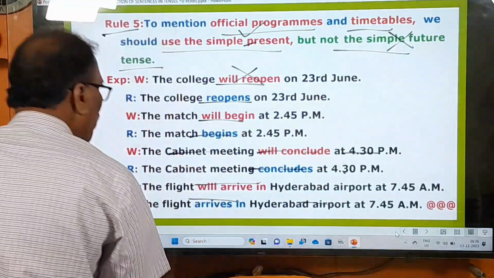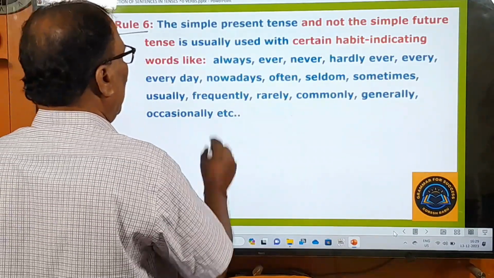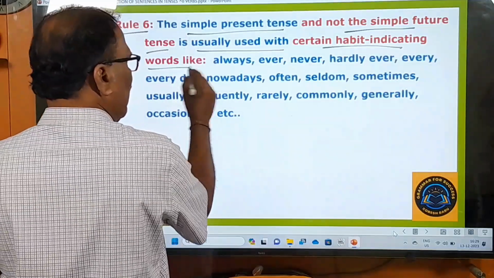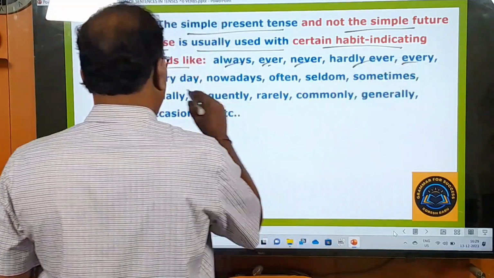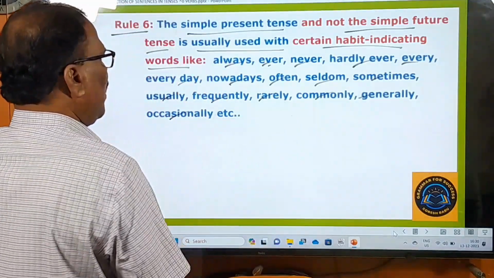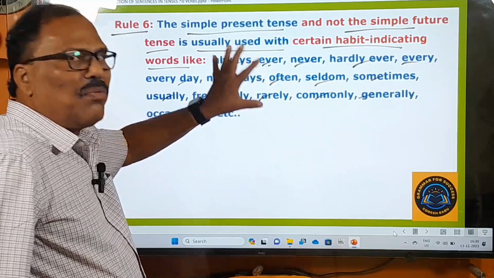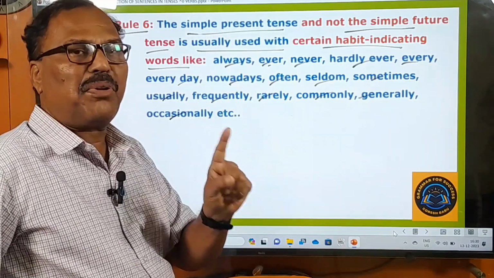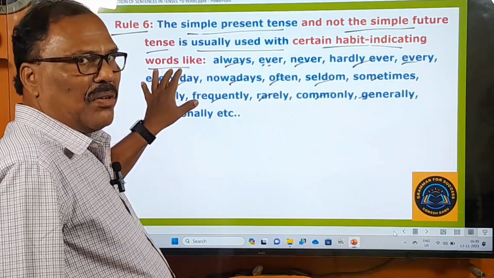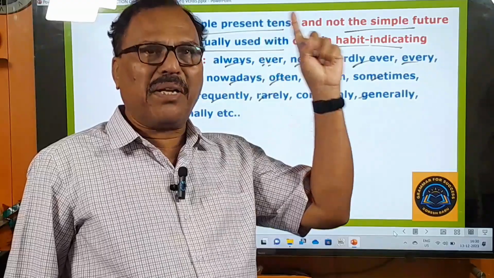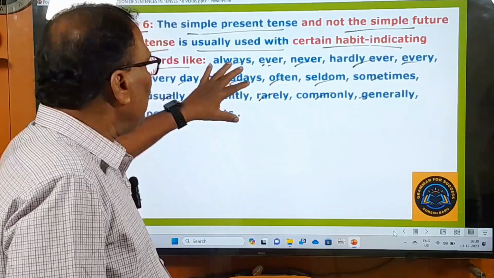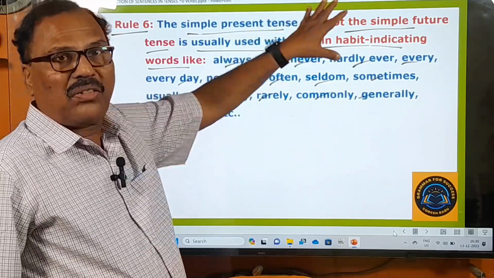And now let's move on to the next rule. Rule 6. What is that rule 6? The simple present tense and not the simple future tense is usually used with certain habit indicating words like always, ever, never, hardly ever, every day, nowadays, often, seldom, sometimes, usually, frequently, rarely, commonly, generally, and occasionally. So with these adverbs, generally we use the simple present tense and not the simple future tense. Keep this point in your mind, because these are all habit indicating words. We express our habits only in the simple present tense and not in other tenses. Therefore, we must use only the simple present tense with these words.